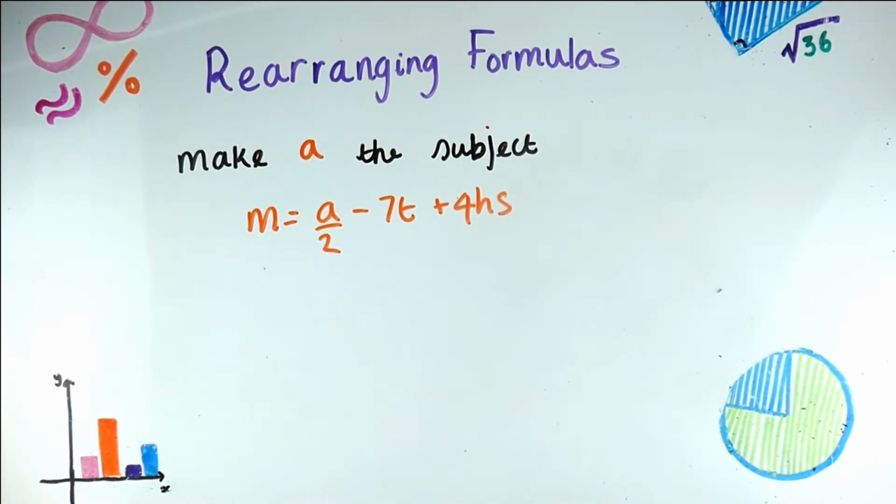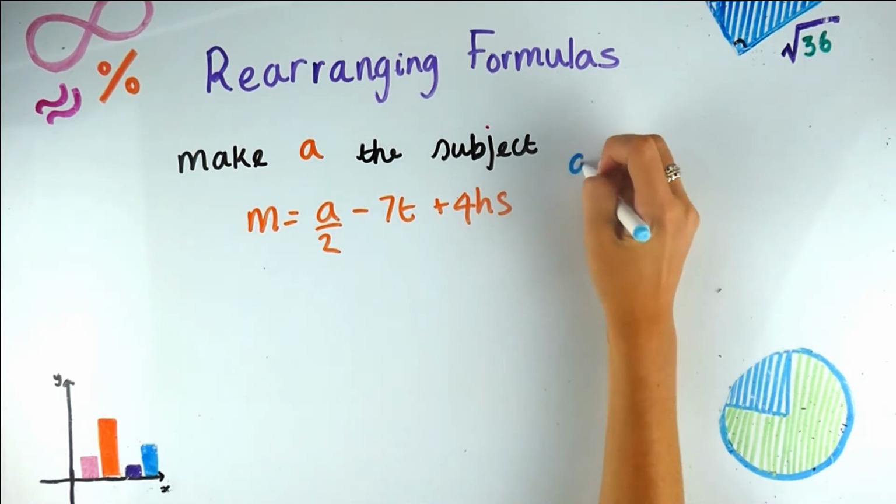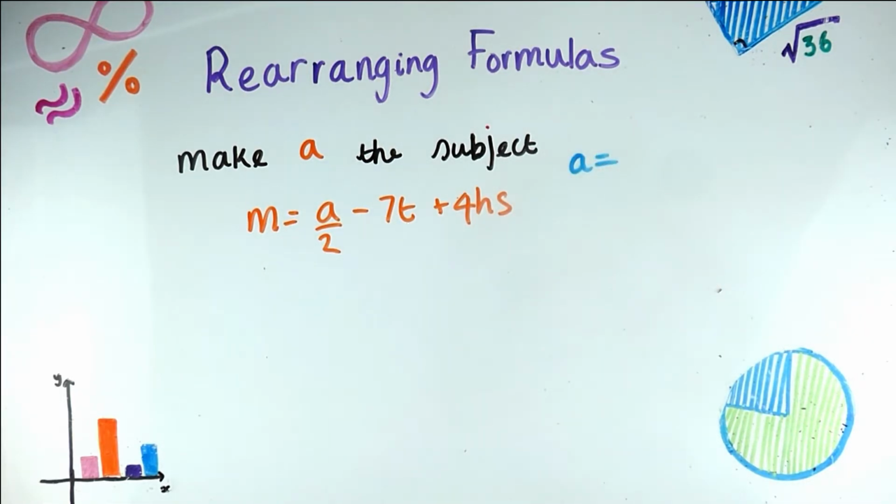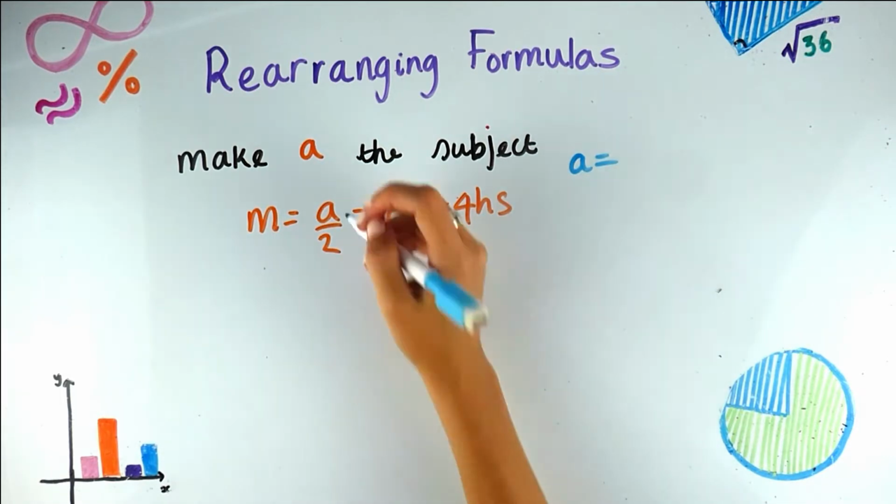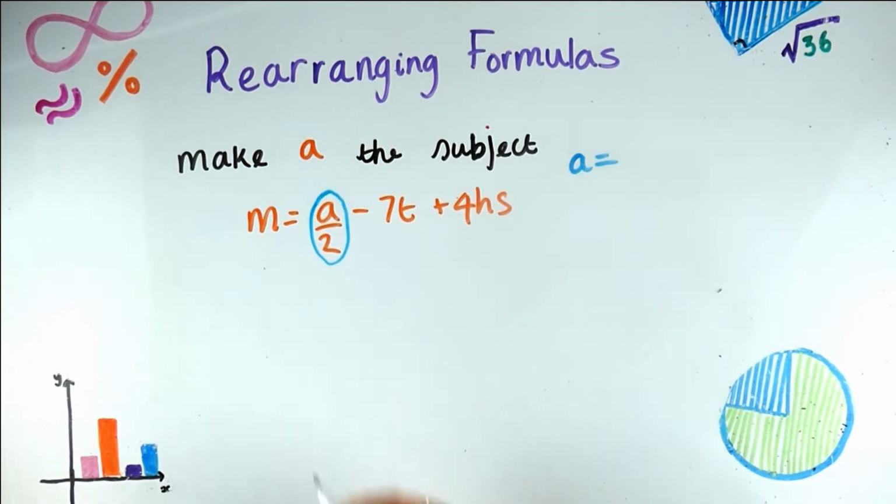Okay, so this is our next example. We're going to make a the subject of the formula. So we know that means a equals, and I've written maths just in case that was lost on anyone. So we want a by itself, so we're going to work on getting this term by itself.